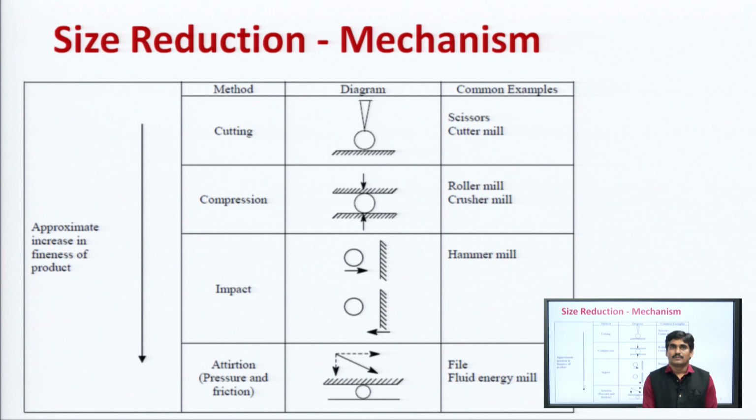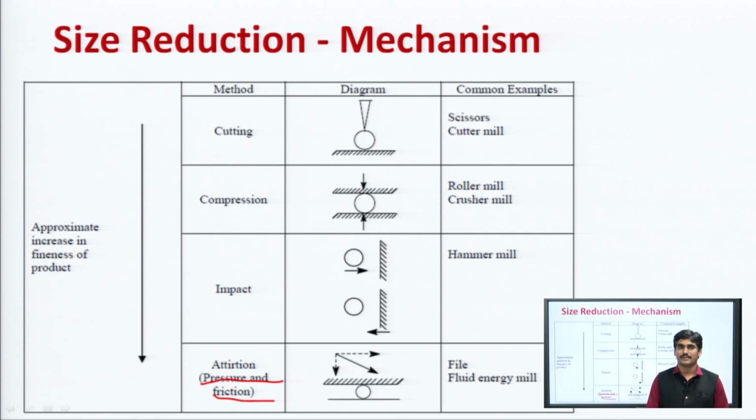Now, mechanism of size reduction. As in the diagram we are seeing, there are 4 different mechanisms which can be used for size reduction. First one is cutting, compression, impact, and the last one is attrition. Attrition means pressure and friction.